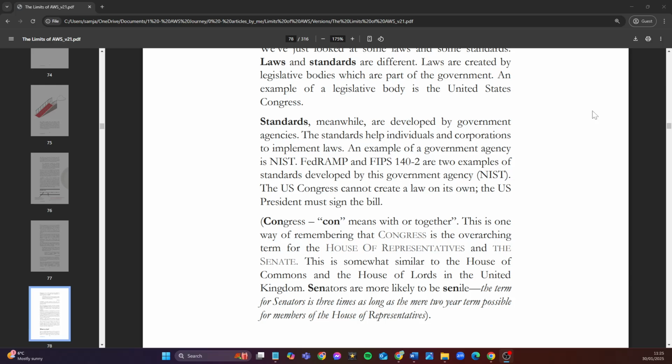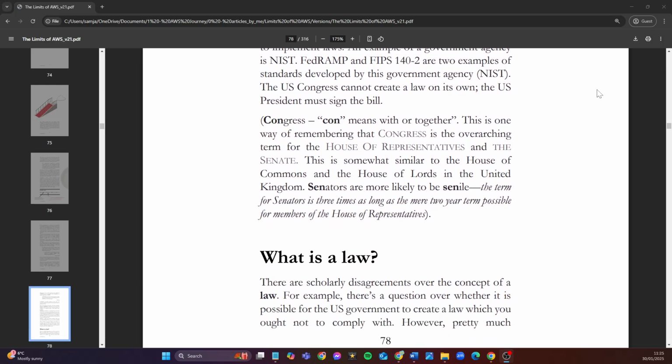The US Congress cannot create a law on its own. The US President must sign the bill. Congress, con means with or together. This is one way of remembering that Congress is the overarching term for the House of Representatives and the Senate. This is somewhat similar to the House of Commons and the House of Lords in the United Kingdom.